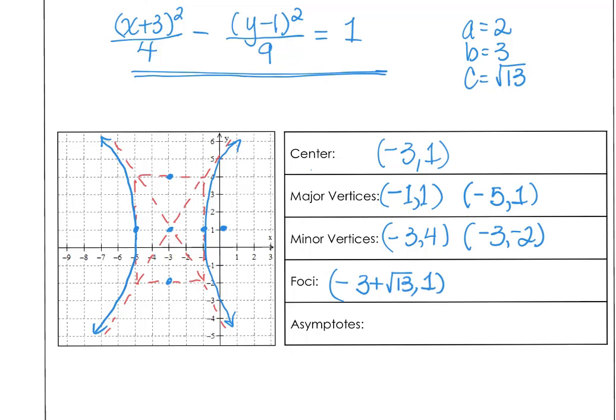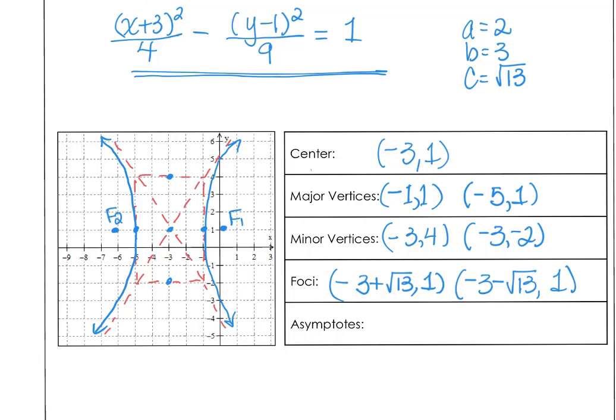And then doing the same thing to get to the next one, we're going to go -3 left and continue to subtract square root of 13 and 1 unit up. So this last one will be over here. So this was our first one. This one is the second focal point, -3, and continue negative, and then 1 up.